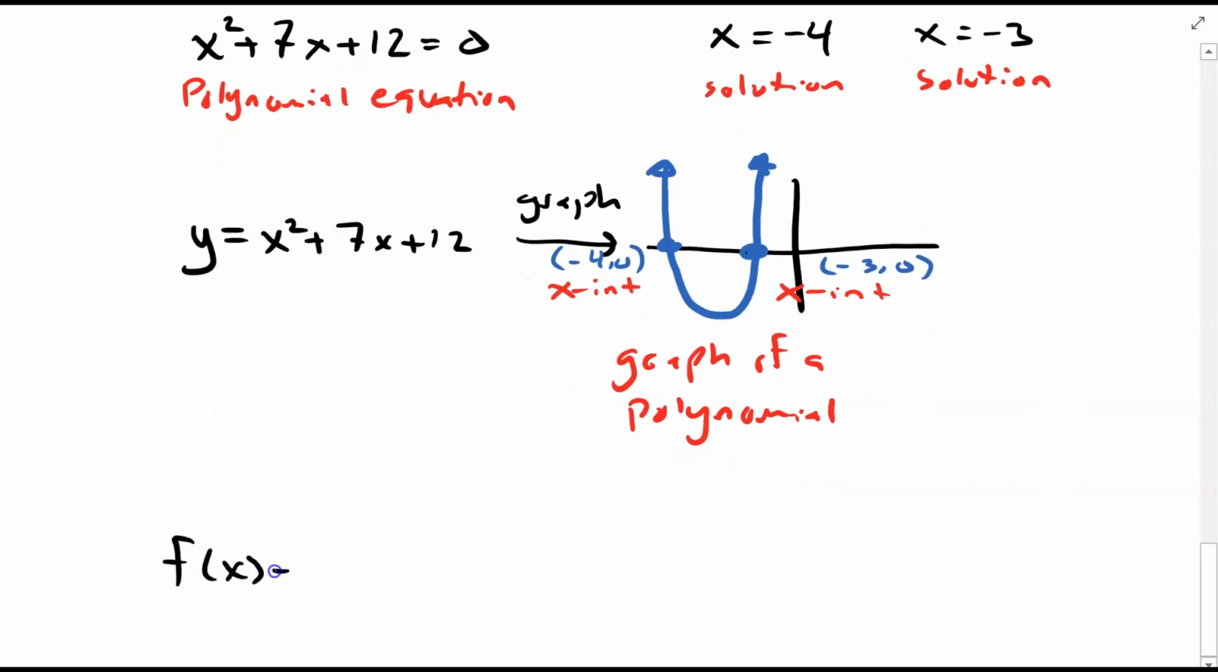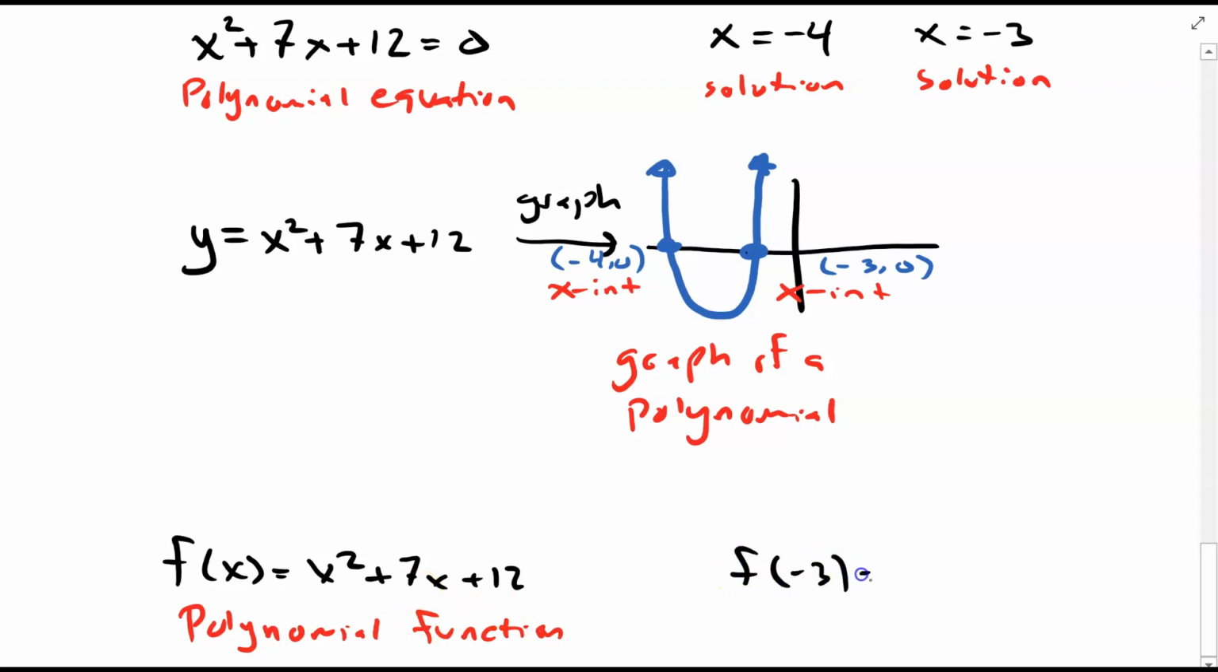And what if we have, say, f of x equals x squared plus 7x plus 12? This is a polynomial function because of the f of x there. And I know for a function I can evaluate them. What would I get if I did f of -3? What would I get? What does f of -3 mean? Let's start there, maybe.